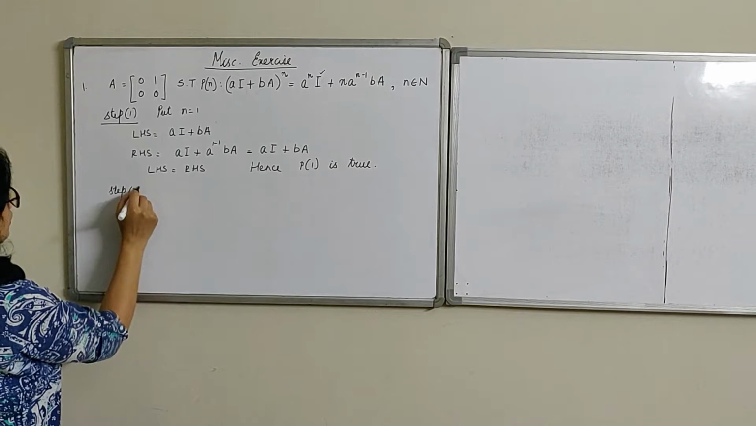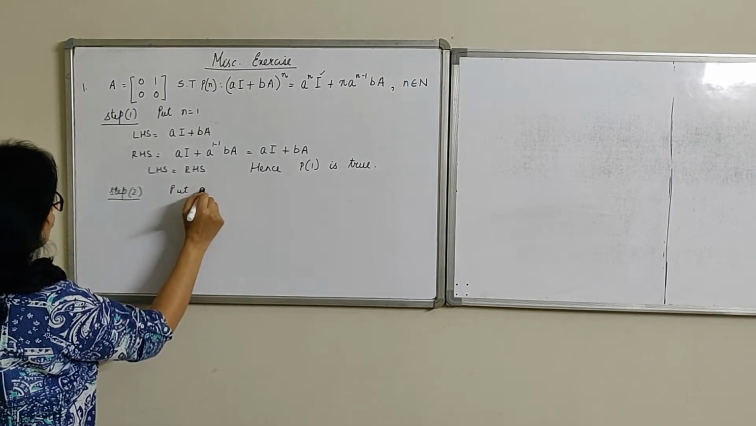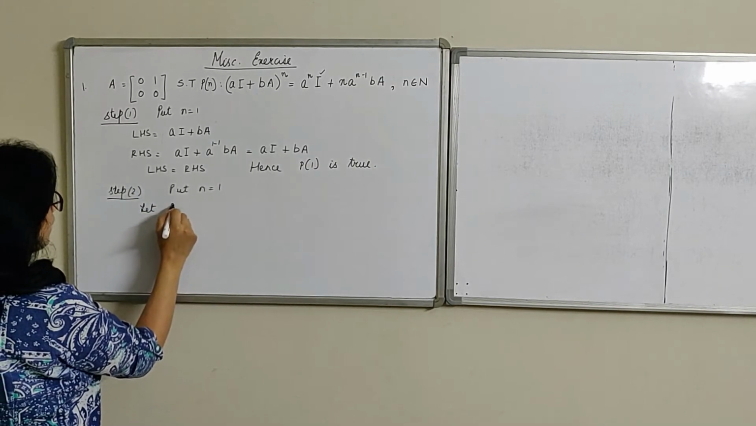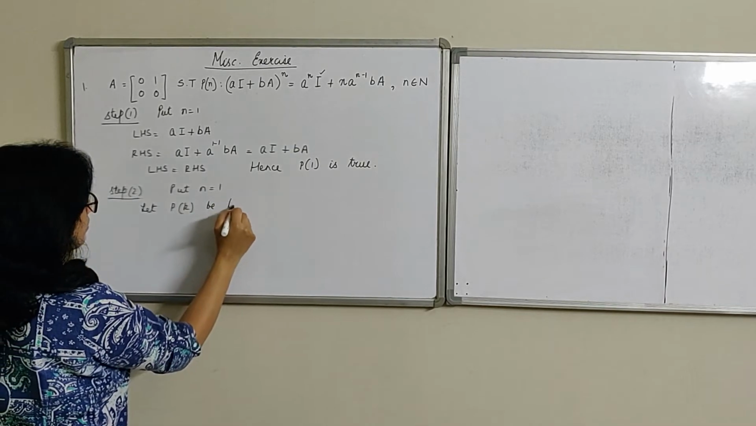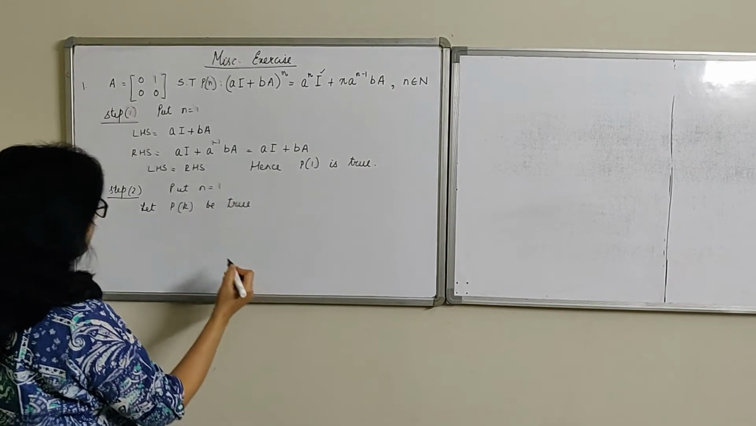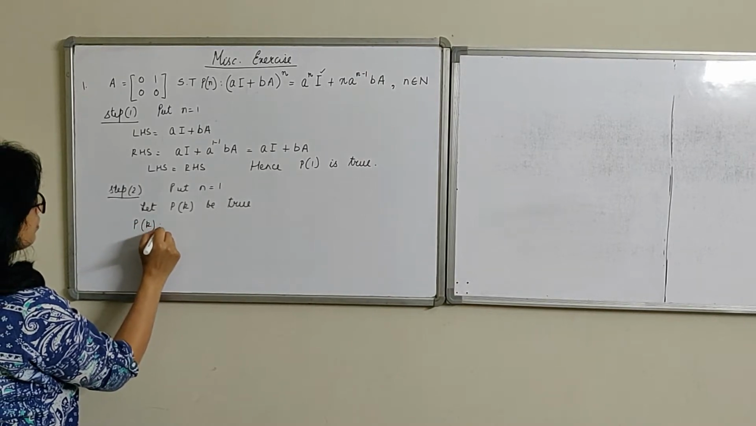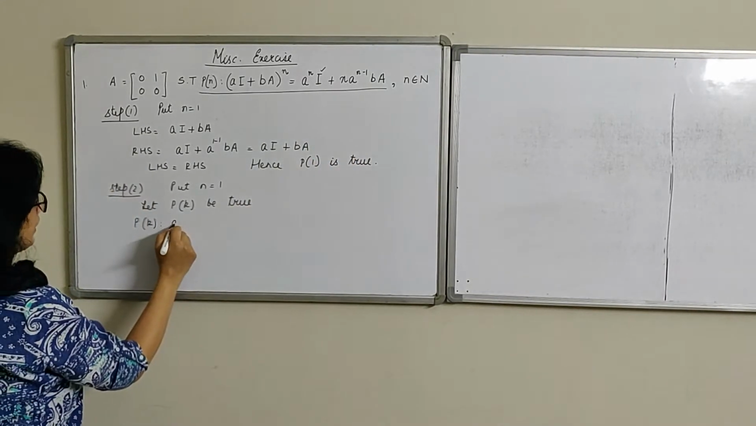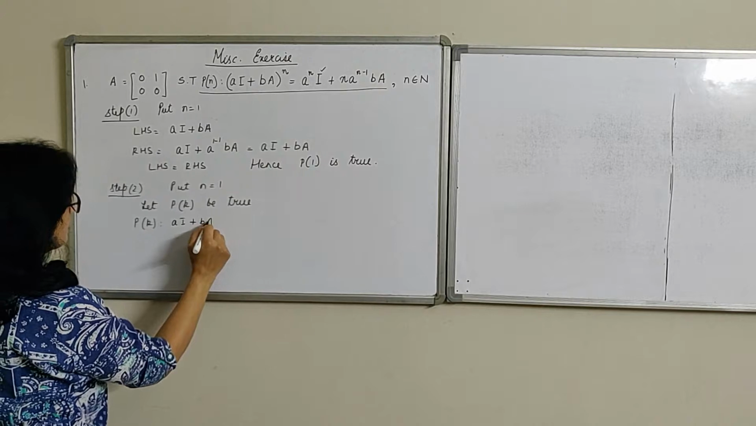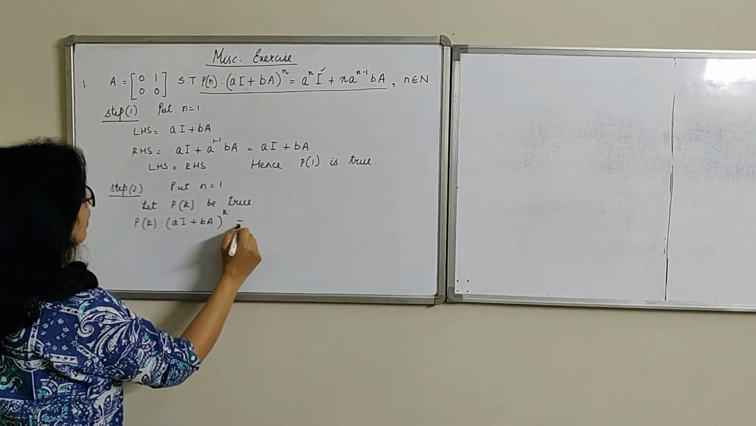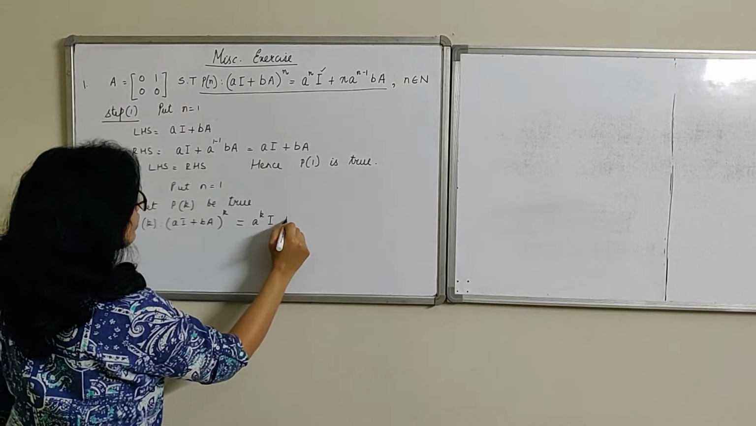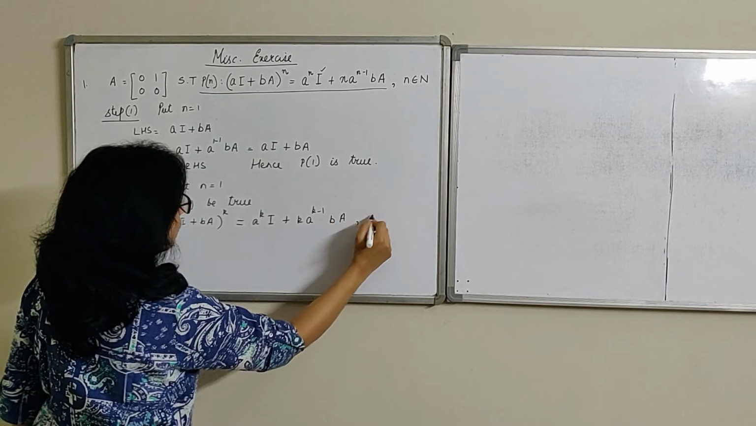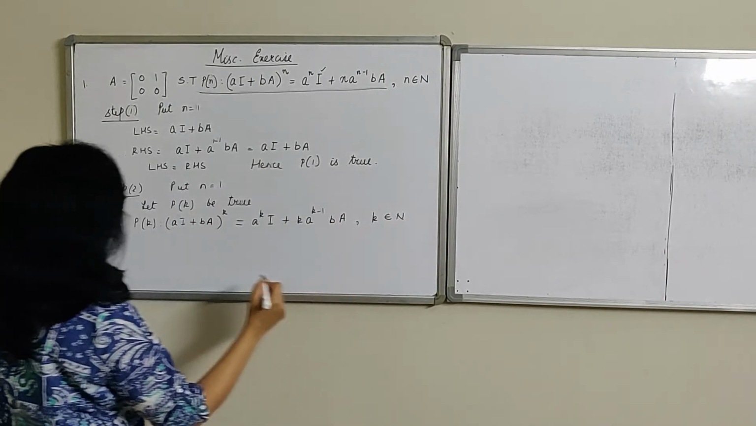Step 2, this is the inductive step. Here we assume that the Pk statement is true. If the Pk statement is true, we also need to know what is the Pk statement. So in this equation, replace n by k. The left side is this, and on the right side we have this expression, where k is a natural number.